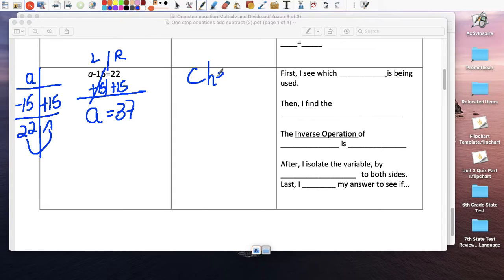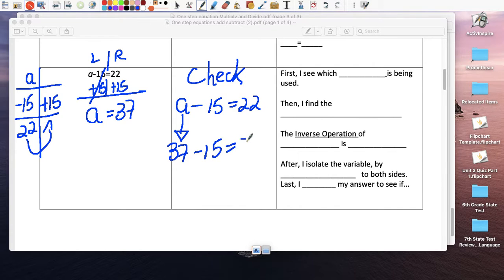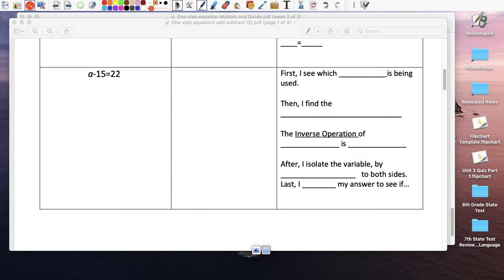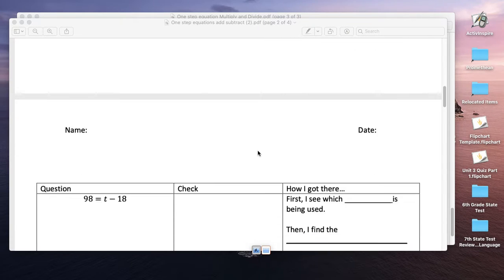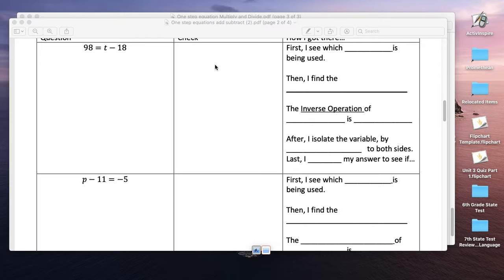Check. A minus 15 equals 22. We're going to change the A. We're going to put 37 minus 15 equals 22. 37 minus 15 is 22, which equals 22 on the other side. A little bit more.